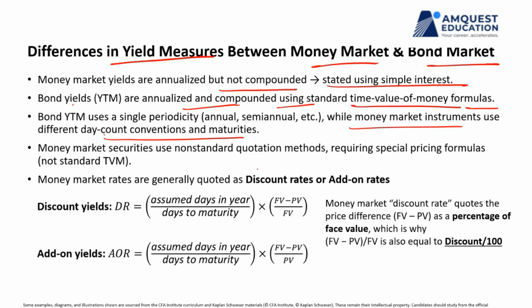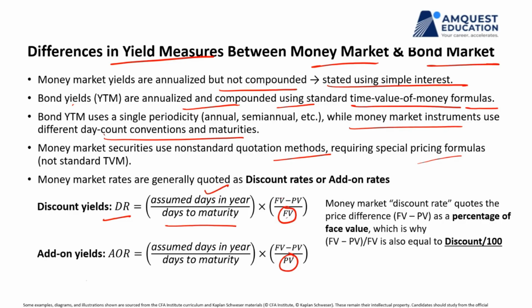Further, money market securities use non-standard quotation methods requiring special pricing formulas, while the bond market is more actively traded, so you typically get traded data. And money market rates are generally quoted as discount rates or add-on rates. A discount rate is days in a year divided by days to maturity, times FV minus PV by PV. And for add-on yields, there is one change here which you should note. This is a very small change, but this is the only change in the formula that you're going to notice here. Otherwise, the formulas look identical to that extent.